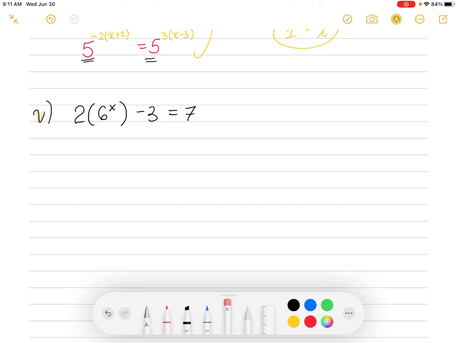Now, one mistake that students sometimes make is they try to multiply this 2 times the 6, and they'll say 12 to the x. That's wrong. You can't do that. It doesn't allow you to do that.